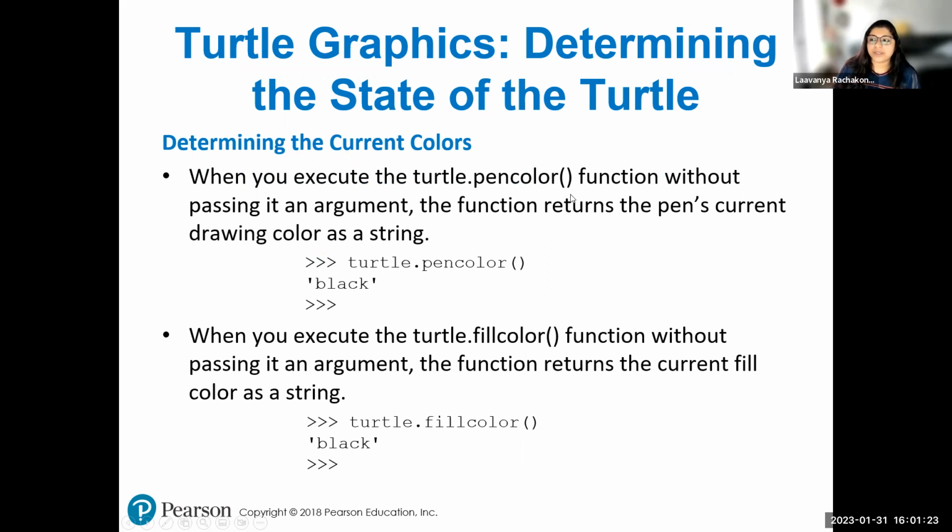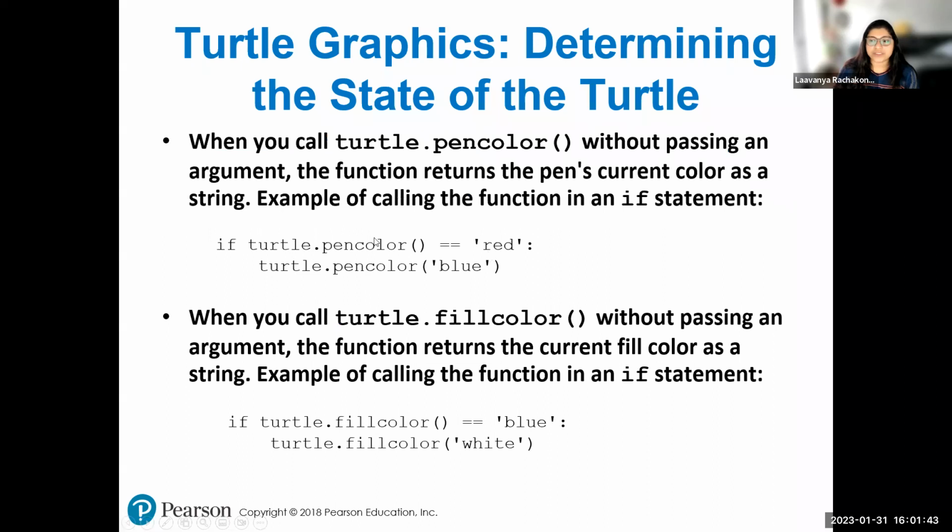So the turtle.pencolor function will give you a string output which determines the color of the pen. Same thing with the fill color: turtle.fillcolor will also give you a string output, which is the color of your filling.